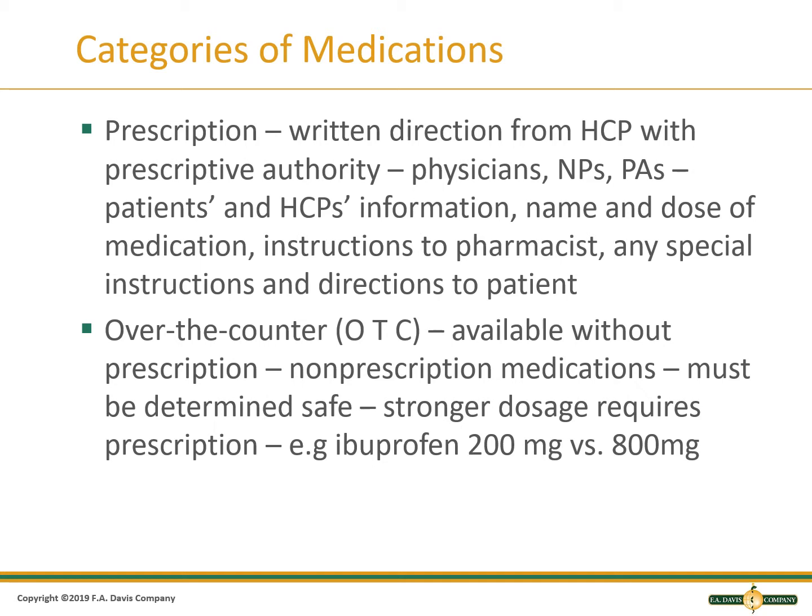Over-the-counter medications are available without prescription. These are also called non-prescription medications. Before becoming available over the counter, the dosage of a medication must be determined safe. Stronger dosage of the over-the-counter medications require prescription. For example, ibuprofen is available over the counter in 200 mg tablets. At the same time, they are available in 800 mg tablets with prescription.